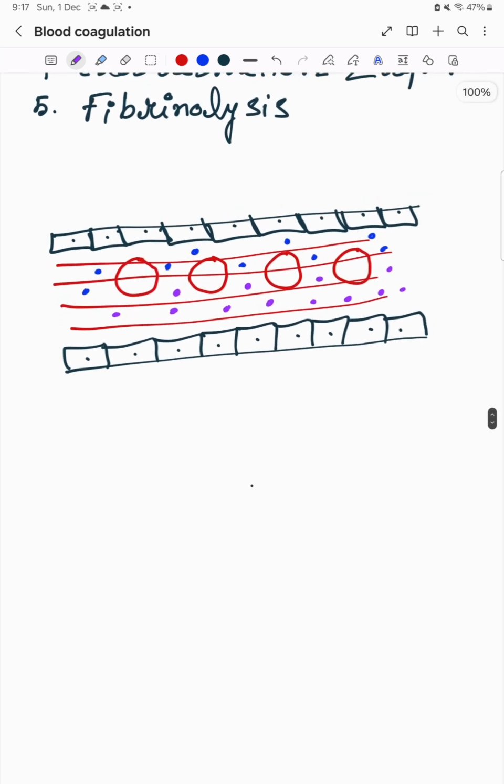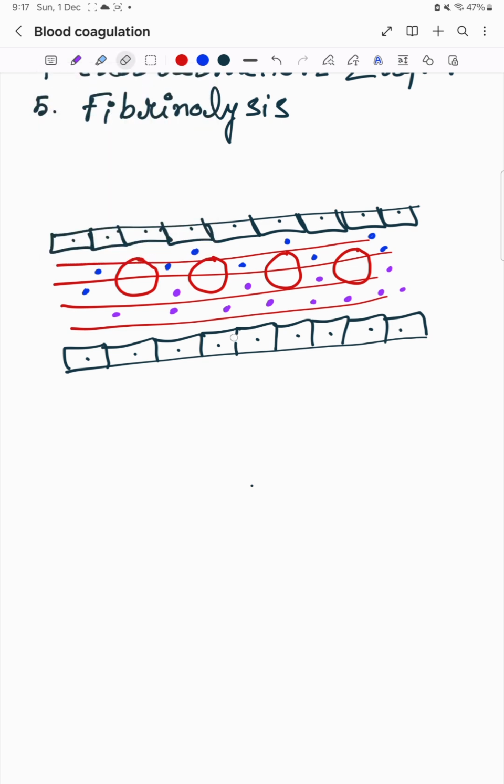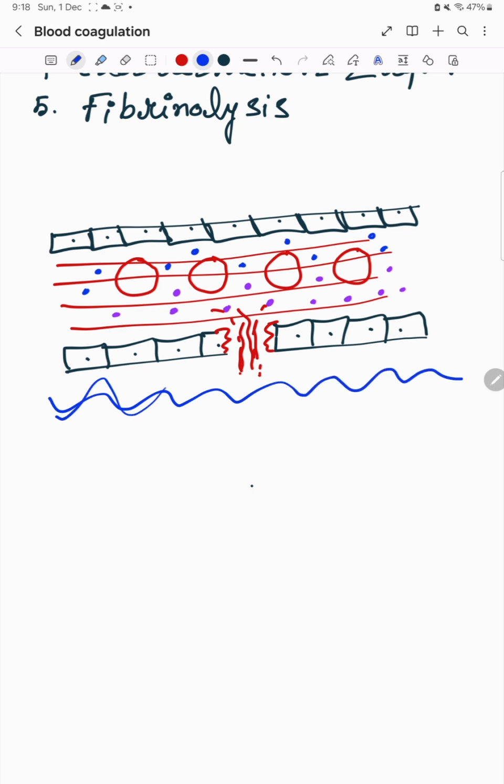If there is any breakage, that means the endothelial cell layer will not be continuous, it will break. So what happens if there is any breakage? If these endothelial cells get ruptured, there is a cut in the capillary and blood tries to ooze out. After this capillary layer, there is another layer, that is the collagen fiber. This layer is the collagen fiber.